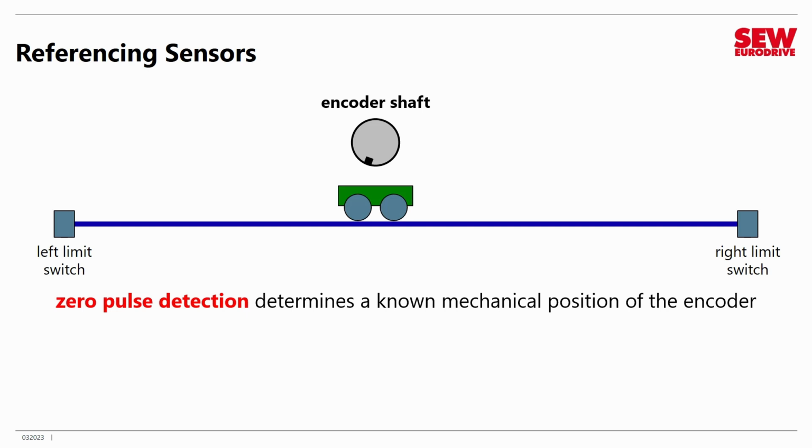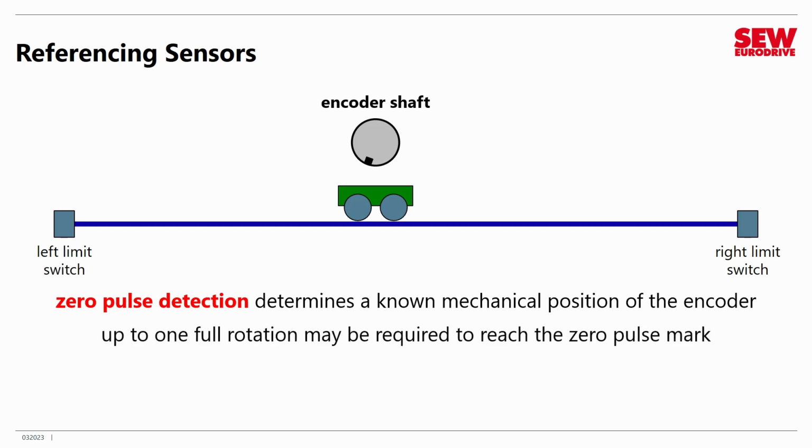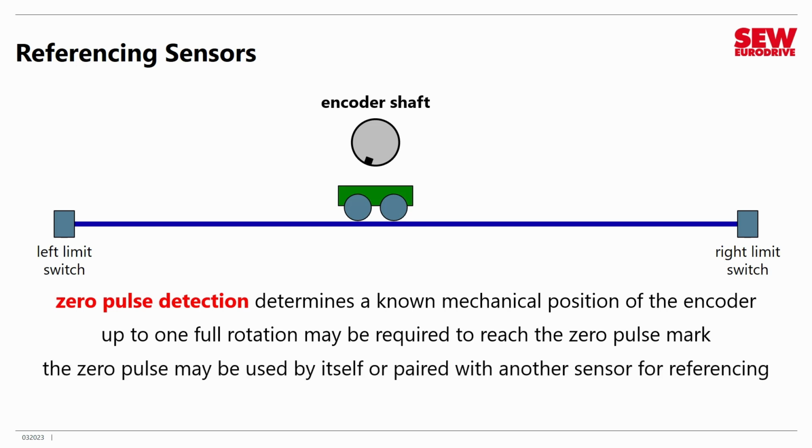It determines the known mechanical position of the encoder. Basically, what you do is you just rotate until the zero pulse goes by and then you stop. It may take up to a full rotation to reach the zero pulse mark if it's just gone by, or you might trip it immediately if you're sitting right next to it. The zero pulse can be used by itself.